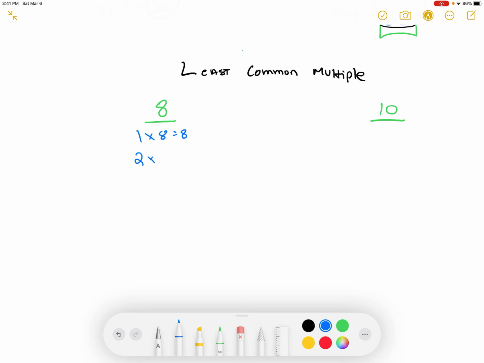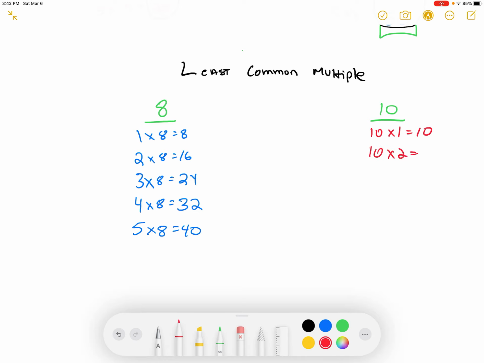1 times 8 is 8. 2 times 8, 16. 3 times 8, 24. 4 times 8 is 32. And then we've got 5 times 8, which is 40. All right, let's check with 10. 10 times 1 is 10. 10 times 2 is 20. 10 times 3 is 30. 10 times 4 is 40. And 10 times 5 is 50.